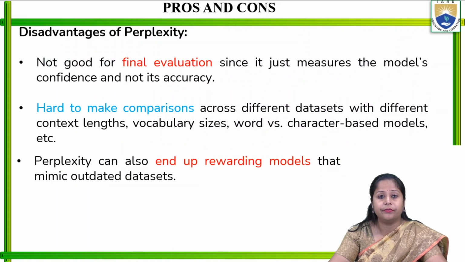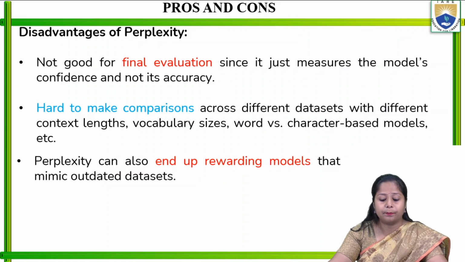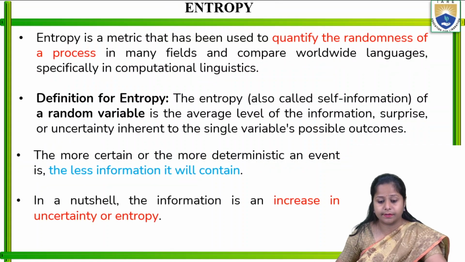Disadvantages of perplexity. First, it is not good for final evaluation, since it only measures the model's confidence and does not give us the actual accuracy of the model. Second, it is hard to make comparisons, because different datasets have different context lengths, different vocabulary sizes, and word-based or character-based models. In that case, it does not give us a right comparison. Third, perplexity can also end up rewarding models that mimic outdated data or datasets. In those three cases, it gives us these disadvantages.